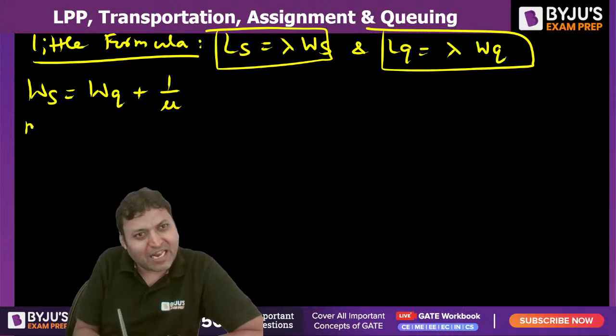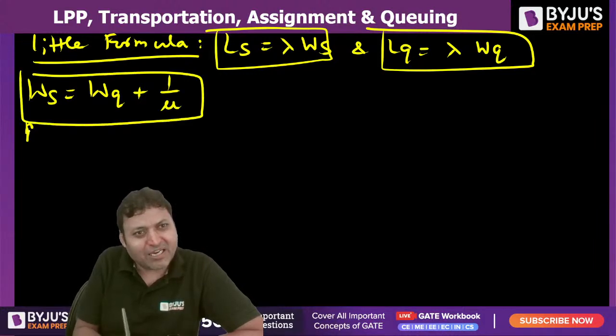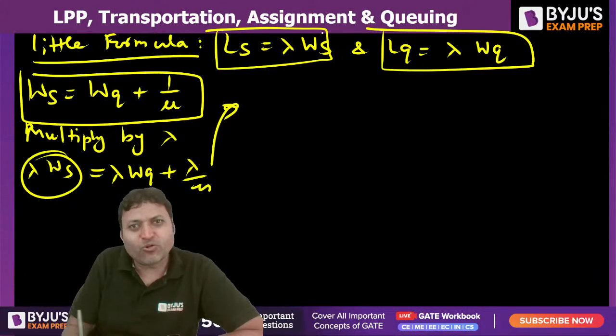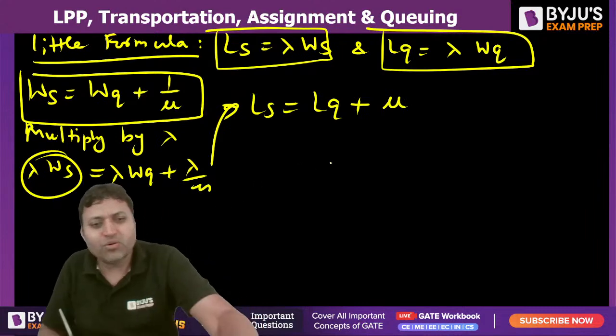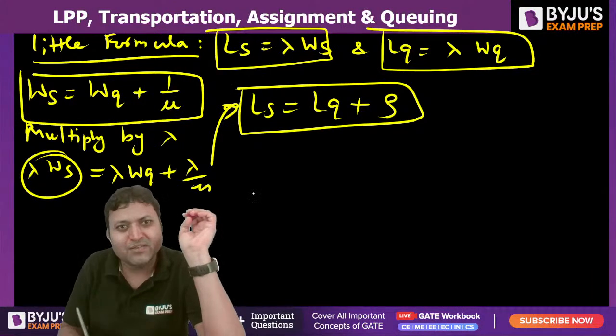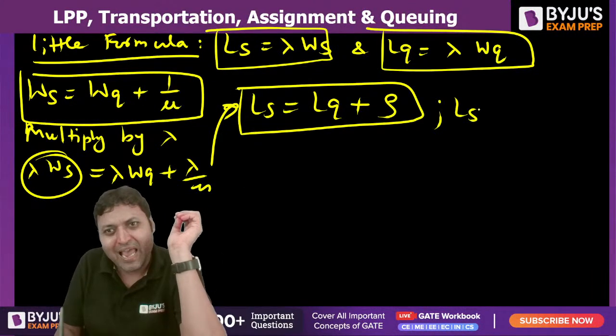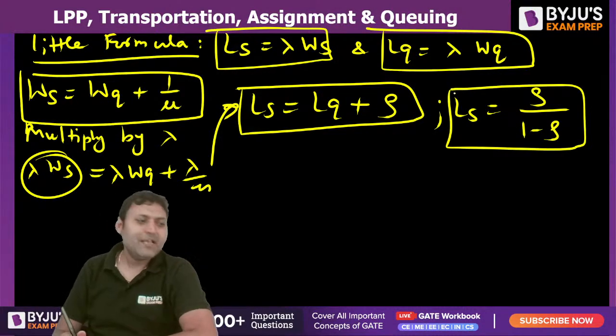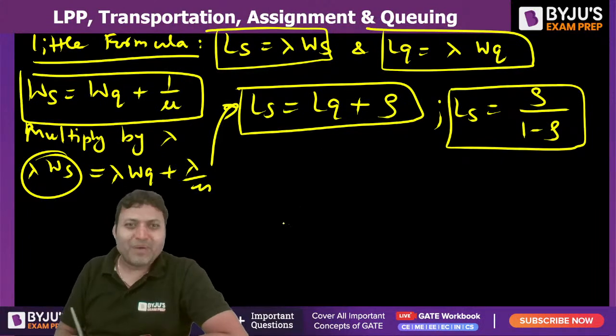If we multiply by lambda, that is another formula. So lambda WS is equal to lambda WQ plus lambda by mu. That will give LS is equal to LQ plus rho. Rho is called the utilization factor. That is another formula. And one more formula is LS is equal to rho upon 1 minus rho. That is the length. These are some of the basic formulas you must remember.